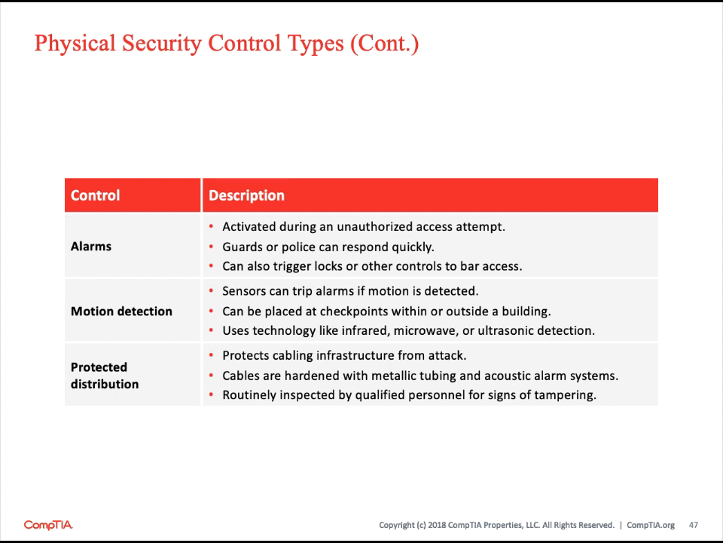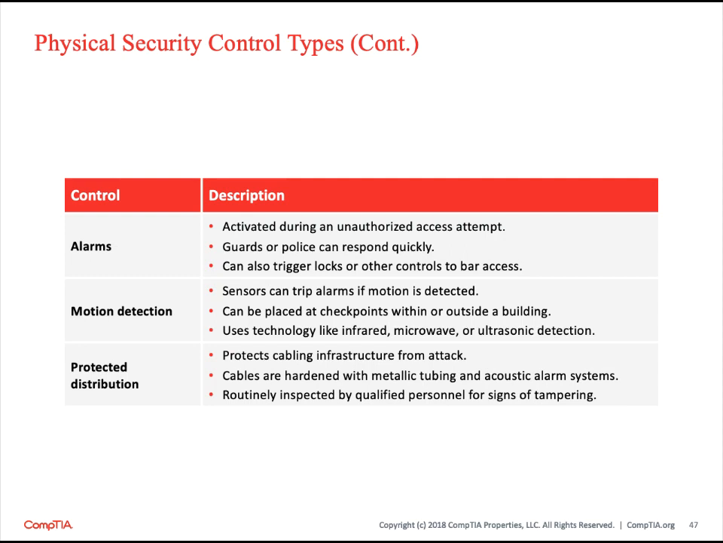And then we have motion detection. That can trip an alarm, right? We'll have sensors that will trip an alarm, or sensors that will trip lighting. This can be placed at a checkpoint within or outside of a building. We can use infrared, Mission Impossible style, right? Microwave or ultrasonic detection, sound.